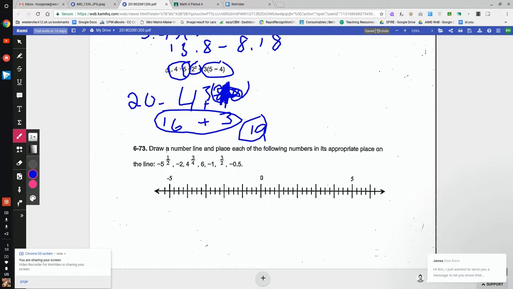Here's the number line for the last question. We gave it to you. You're supposed to plot the following numbers in the appropriate place. Again, this is very important. We had it on our Chapter 5 test. You're going to keep seeing it. Sometimes it's easier to convert them all to fractions, convert them all to decimals, whatever you need to do.